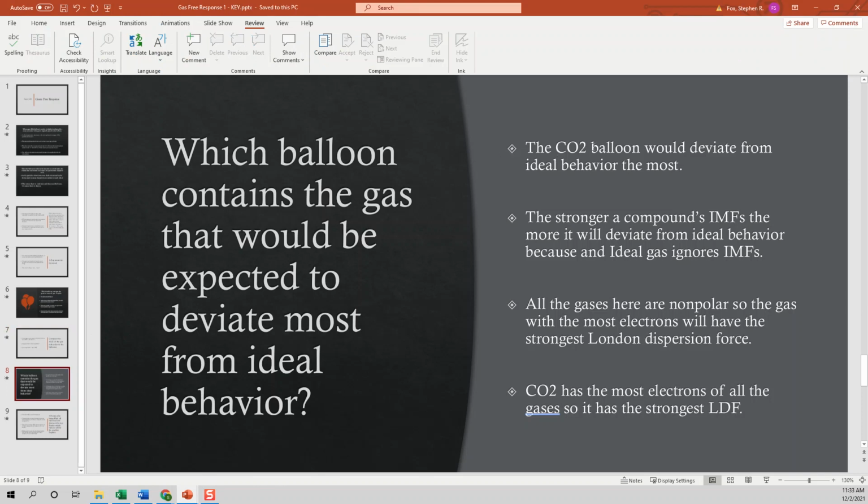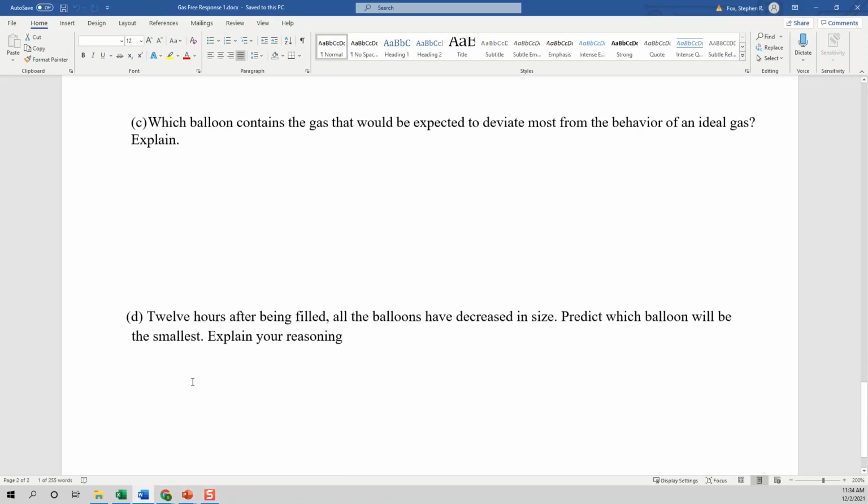Okay, the answer would be the CO2 balloon would deviate from ideal behavior. The explanation: the stronger a compound's intermolecular forces, the more it will deviate from ideal behavior because the ideal gas law ignores intermolecular forces. All the gases here are nonpolar, so the gas with the most electrons will have the strongest London dispersion force. CO2 has the most electrons of all the gases, so it has the strongest London dispersion. Yes. All right.